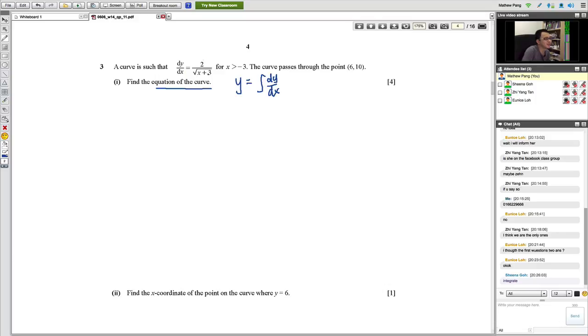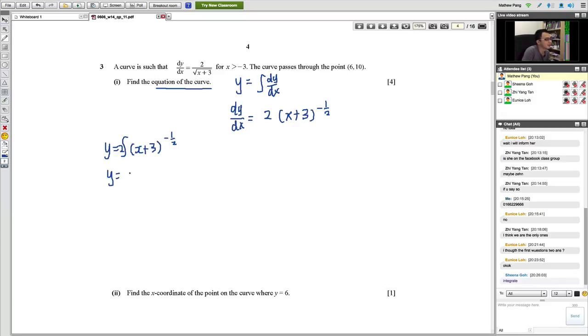But this dy/dx seems a bit complicated, so I will simplify it first. I will simplify the dy/dx. It will become 2 times (x plus 3) to the power of -1/2. Okay, this is x. So I will integrate this one. Basically y will equal the integral. You know integration, the 2 I can take out. So I have (x plus 3) to the power of -1/2.